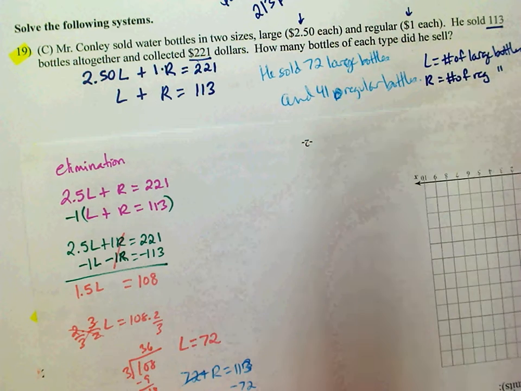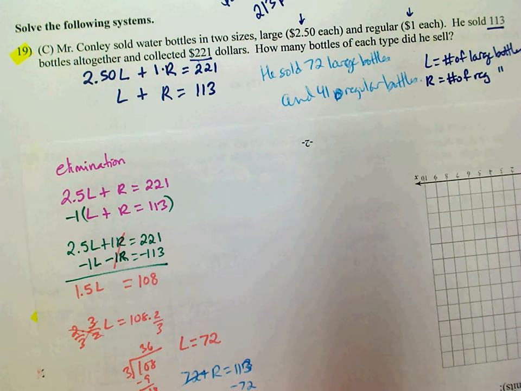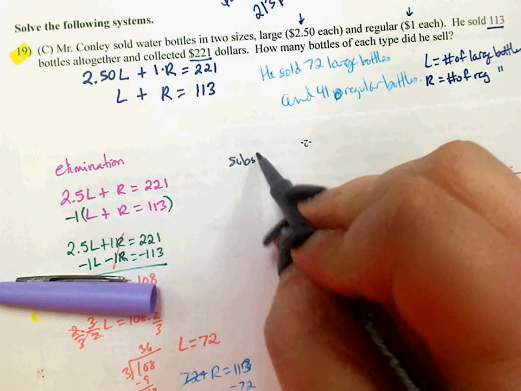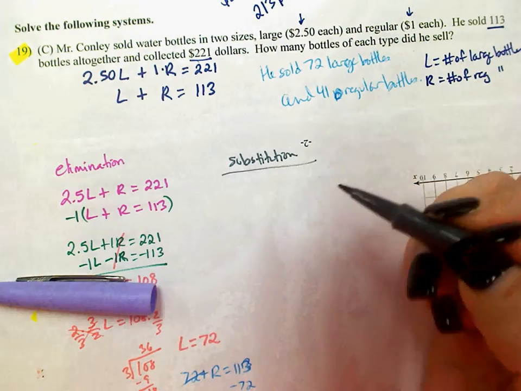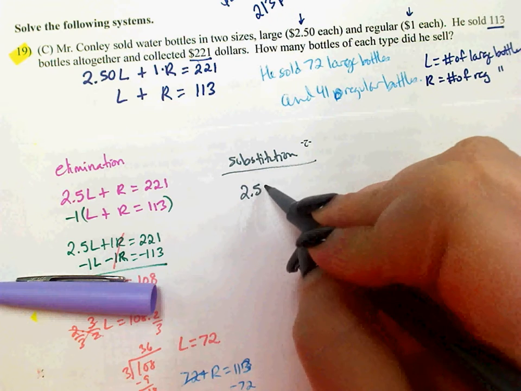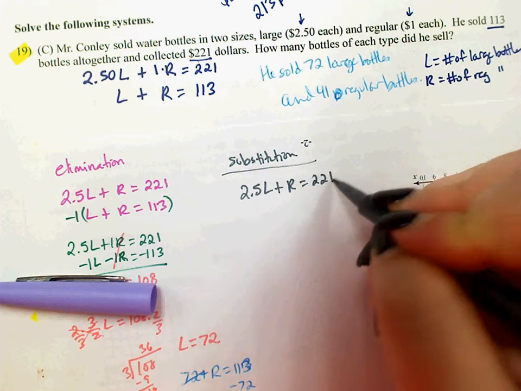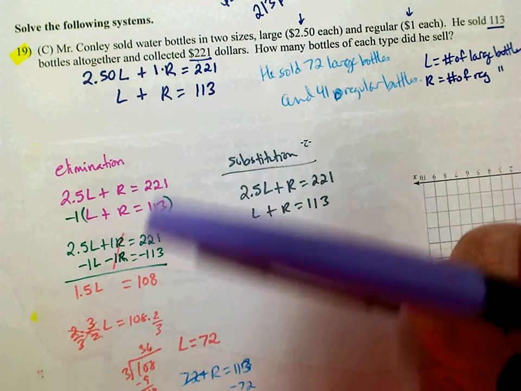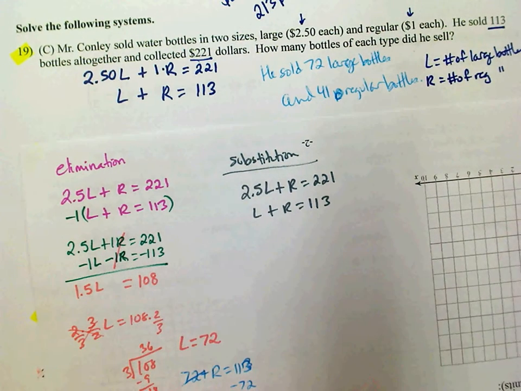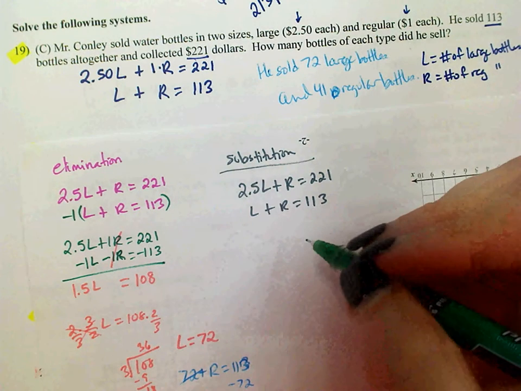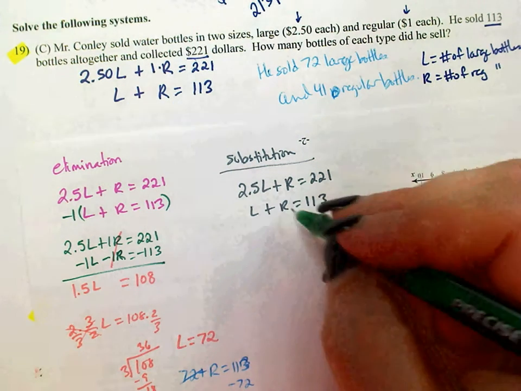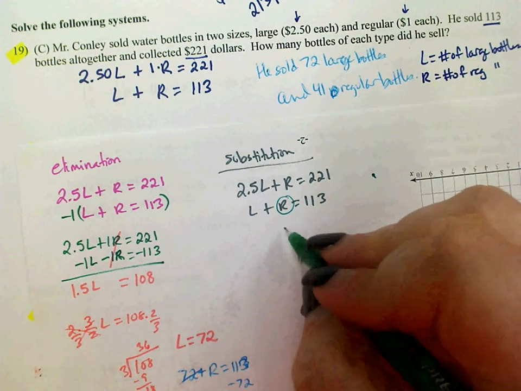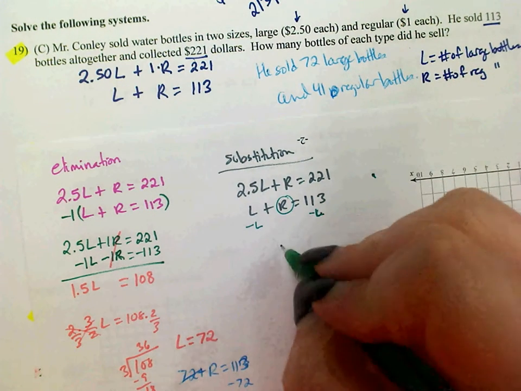Okay, I did say I wanted to address it one more way, so if you're good with that, then move on, but I'm going to show substitution. If I have 2.5L plus R equals 221, and L plus R equals 113, it really doesn't matter what variable you solve for. I'm going to solve for R in the second equation, because why not? So I'm going to subtract L, and R equals 113 minus L.